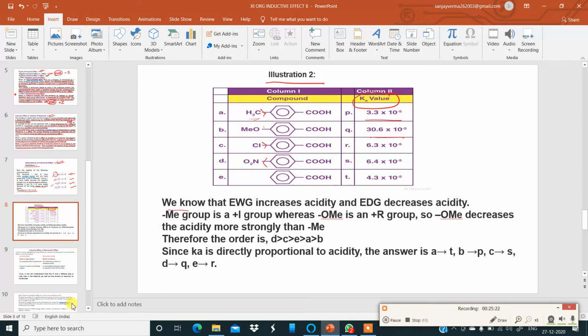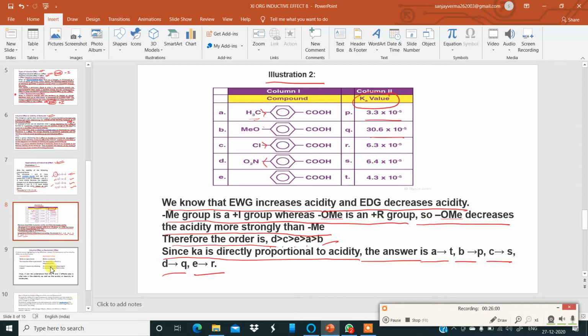Now, we know that electron withdrawing groups increase acidity and electron donating groups decrease acidity. Methyl group is a plus I group, whereas OMe is a plus R group. So O-Me decreases the acidity more strongly than Me. Therefore, the order is D greater than C greater than E greater than A greater than B. Since Ka is directly proportional to acidity, higher the Ka, more the acidity. The answer is given like this: A-T, B-P, C-S, D-Q and E-R.